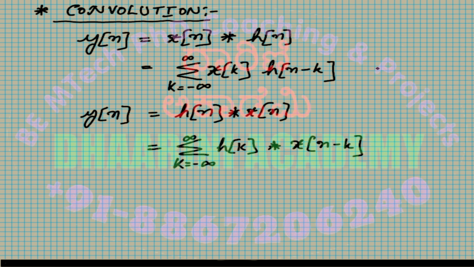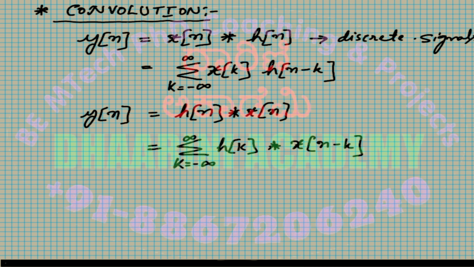Remember, both are equal, both are the same, and both will give you the same answer. The result of convolution is the same, irrespective of the way you convolve. That's the first point. Normally this is the discrete calculation. The convolution equation I have written so far is for discrete signals.